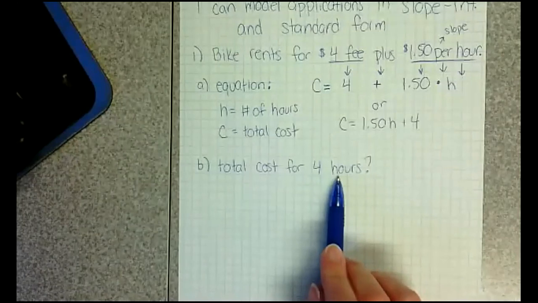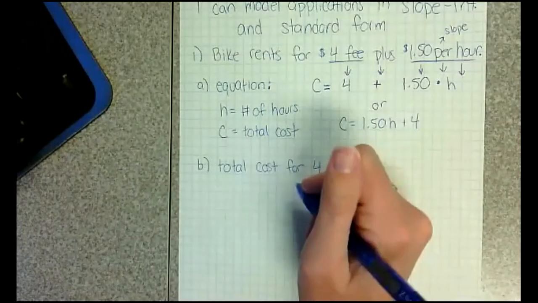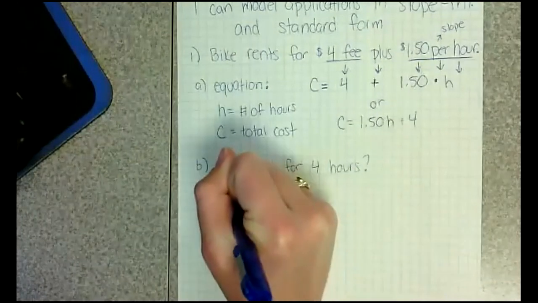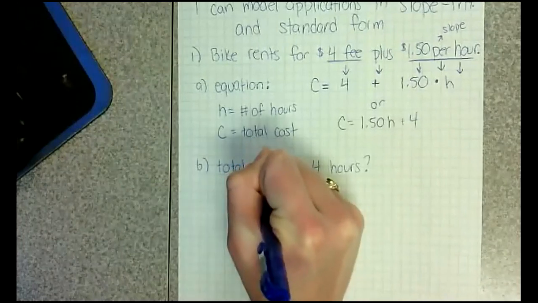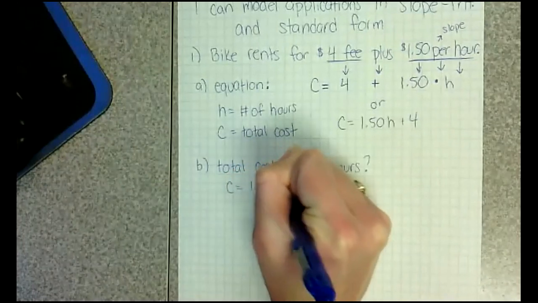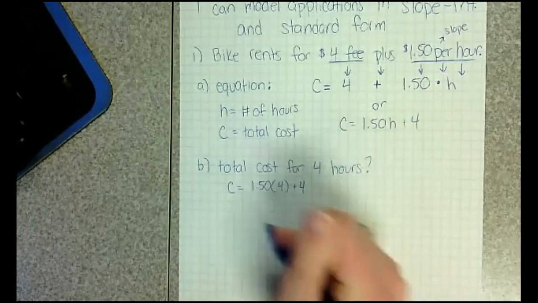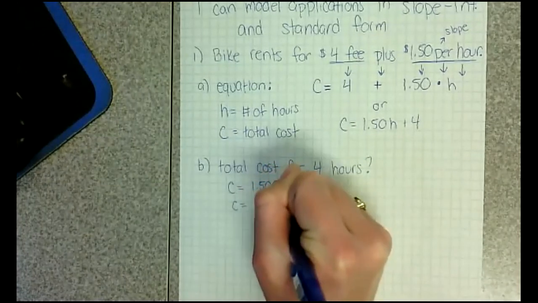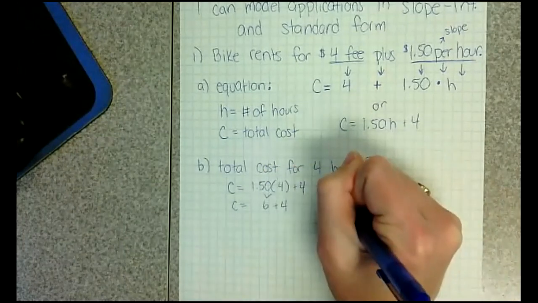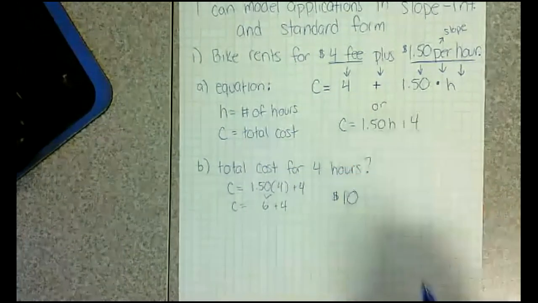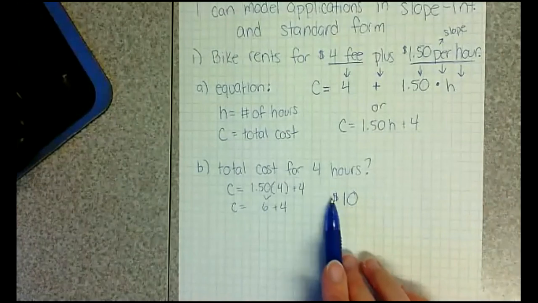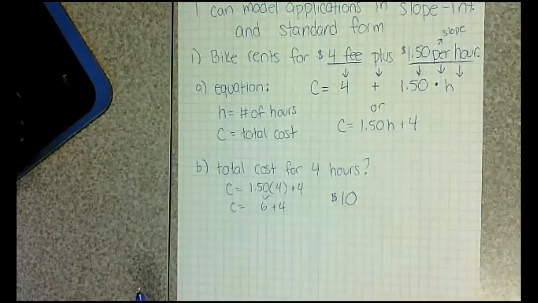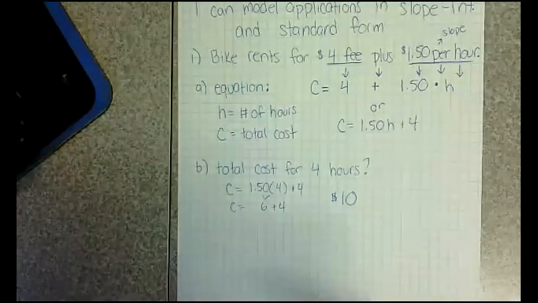So 4 hours, that would have to go in for my H. So if I were writing this out, C equals 150 times 4 plus 4, 150 times 4 is equal to 6. 6 plus 4, I'm paying a total of $10. And like I said, I love how many of you had a label on your final answer. Perfect.